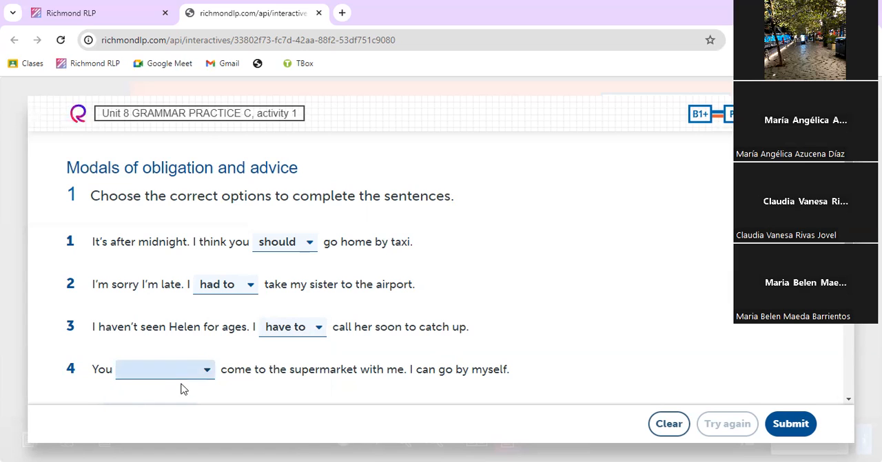Okay. Number four. You can't or don't have to come to the supermarket with me. I can go by myself. Don't have to. It's not necessary. You come to the supermarket with me. I can go by myself. Ahora con el empoderamiento femenino, I can go by myself.